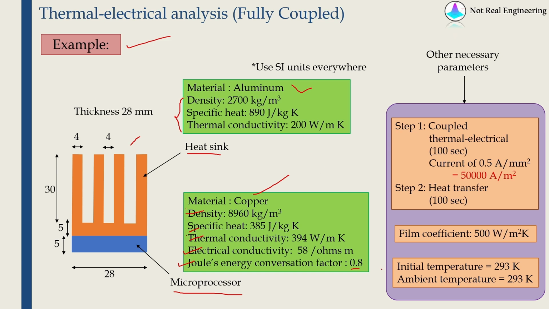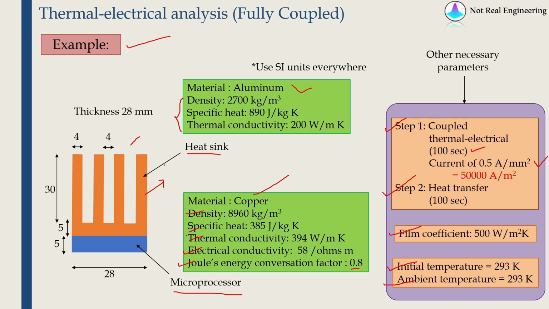Apart from these properties, we will also need the initial temperature, which we will assume as 293, and also the ambient temperature, which again we will assume as 293 Kelvin. We also have to define a film coefficient, that is the value of H for heat transfer by convection between this heat sink and the ambient temperature. And we will solve this problem in two steps. First, we will use a coupled thermal electrical step, that will be for 100 seconds. In that first step, we will define a current of 0.5 ampere per meter square through this microprocessor. Hence, in the first 100 seconds, the microprocessor will get heated, and then the second step will be only heat transfer. It is like a cooling down. We will just cut off the current and we will let the heat dissipate. In the first step also, heat is dissipating, of course. It's not like in the first step heat is not dissipating at all. But in the second step, we are just cutting off the heat generation.